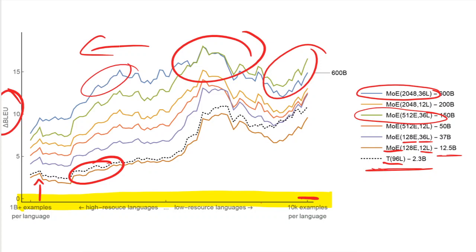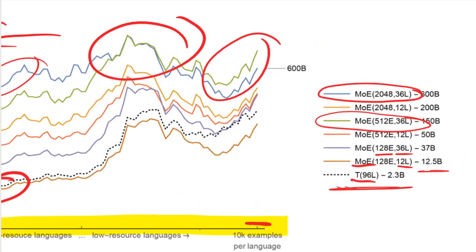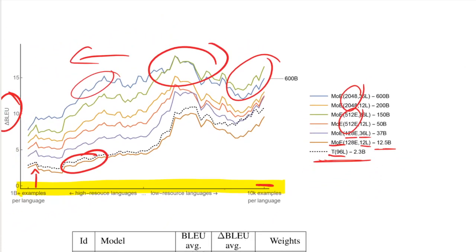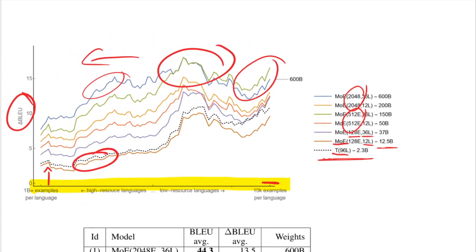And they investigate a lot, and they basically claim that the sweet spot of experts in their particular task appears to be somewhere in between this 2000 and this 500 expert number, where you can see it doesn't always help you to scale up the model.